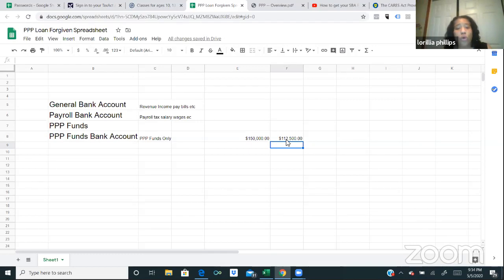So if you're wondering, how am I going to get the loan forgiven? It can't just all be used for rent. It can't just all be used for utilities. Although you can use the funds for those things, in order for you to get it forgiven, so let's do a smaller amount. Let's say you had a $50 loan.